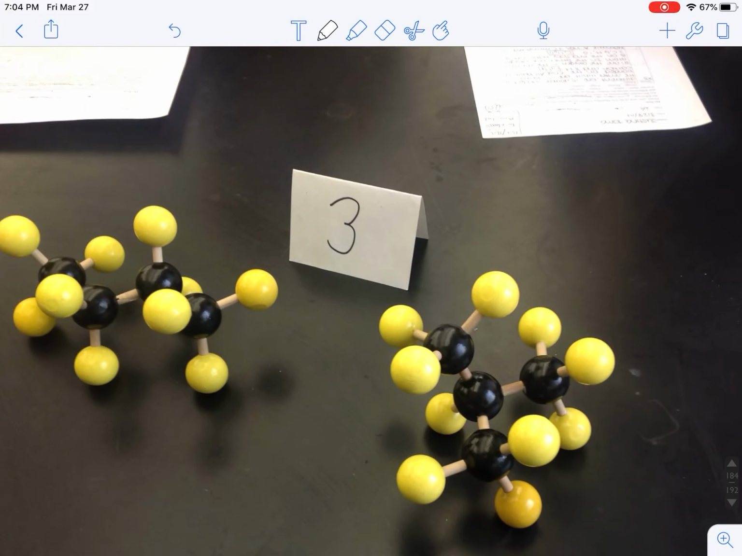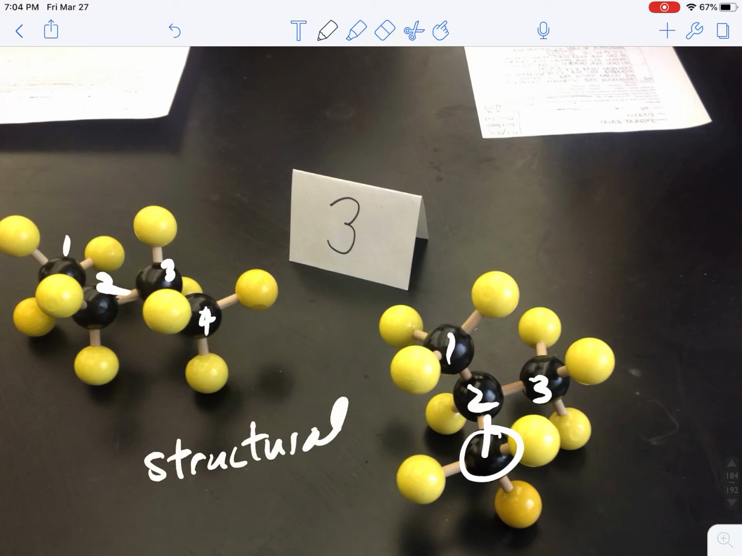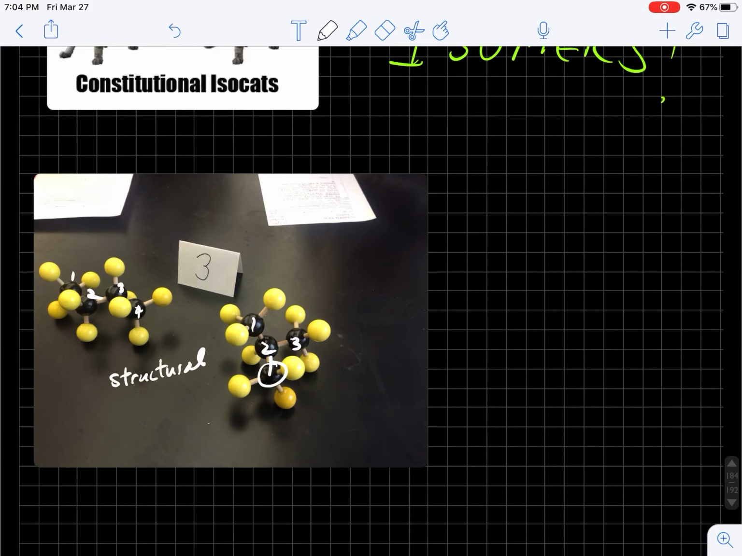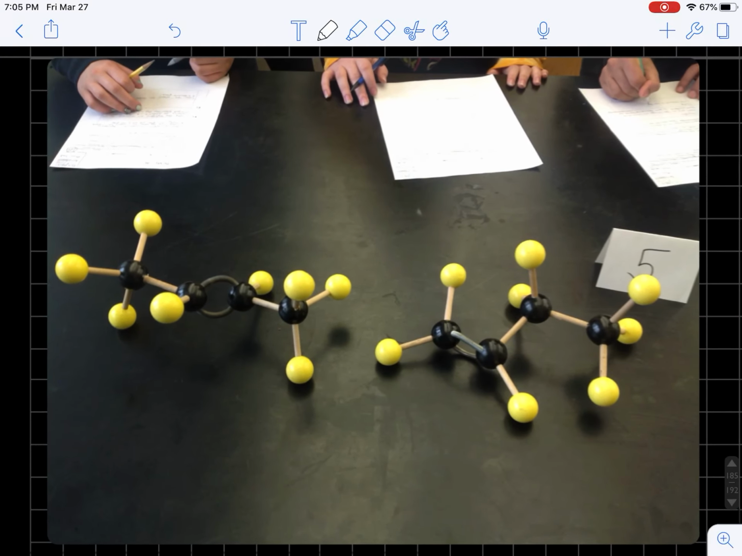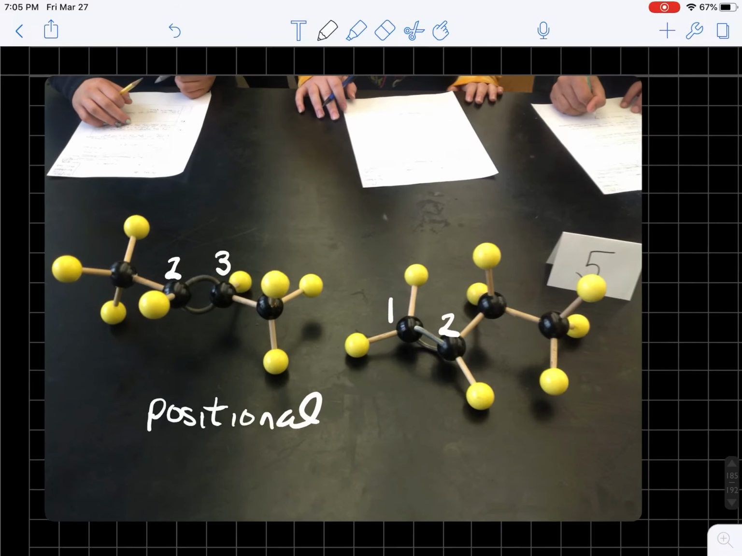Let's zoom in on it. All right, I'm done waiting for you. So here we have 1, 2, 3, 4 carbons connected in a row. But here we have 1, 2, 3 carbons, and then this carbon is connected to the second one. So we would say that this is a structural isomer. So let's try the next one. Again, pause, give it a shot, see what you come up with. Okay, I'm done waiting for you. This has a double bond starting at carbon 2 and ending at carbon 3. This has a double bond starting at carbon 1 and ending at carbon 2. And we would say that this is a positional isomer.